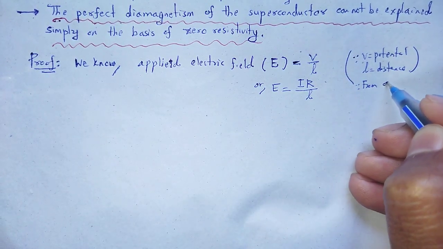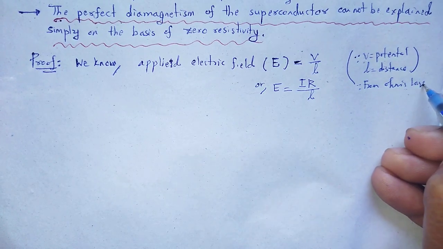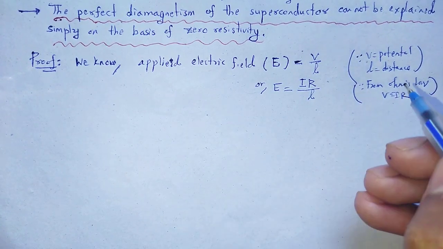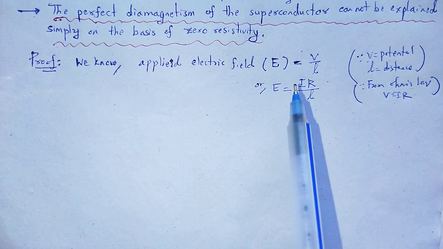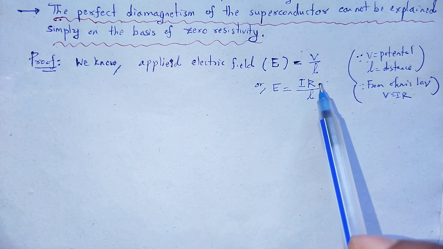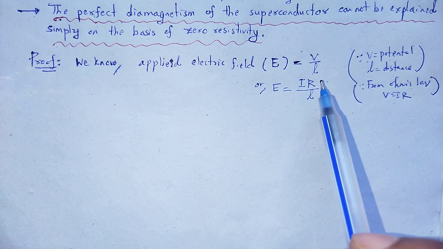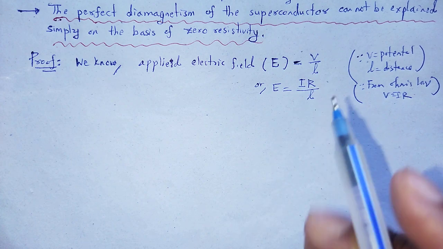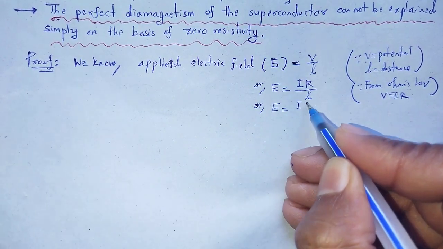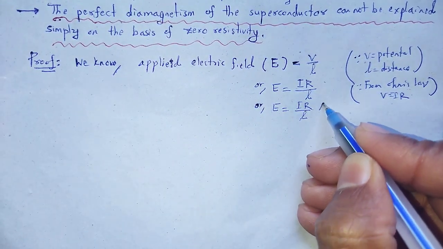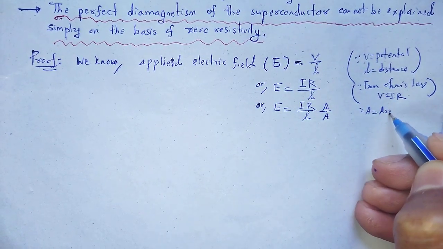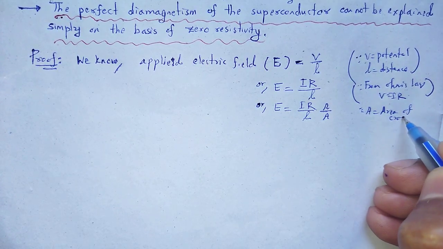From Ohm's law, V is equal to IR. Now, to introduce the resistivity term, we have to multiply area in both the numerator as well as the denominator. Therefore, E is equal to IR by L, times A divided by A, where A is the area of cross section.